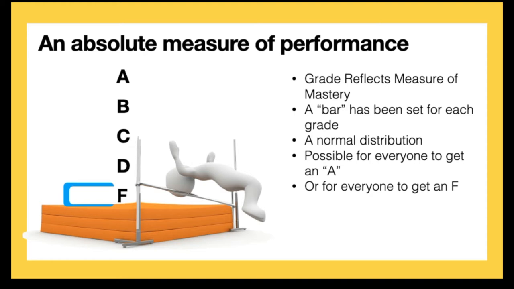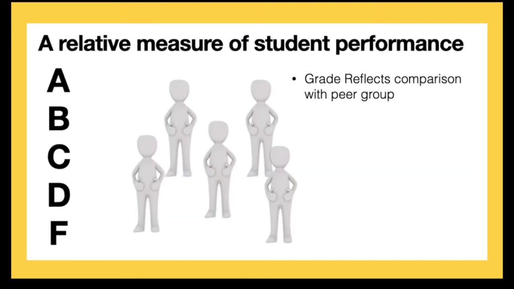So that's one way that we consider this kind of assignment of a grade based on an absolute measure of performance. The other way that grades can be assigned is by assigning them based on the relative performance of a student group. So one particular class, that peer group, how are they doing relative to each other? So this has some interesting effects.